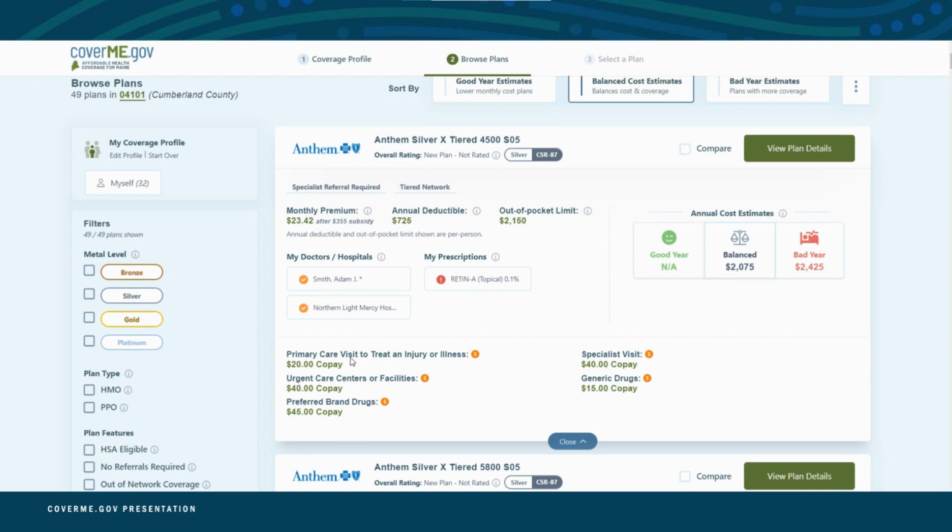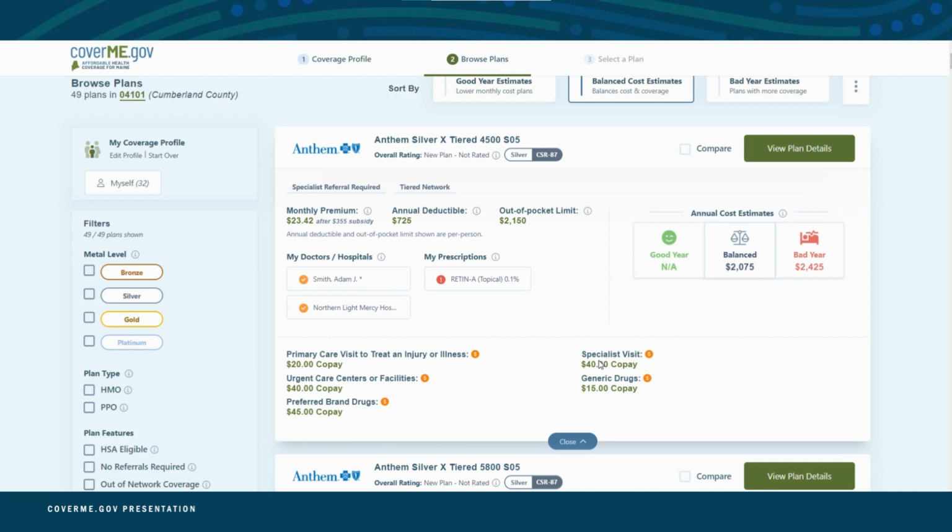A copay is a fixed amount paid for a covered medical service after the deductible is reached. So for this plan, which has an annual deductible of $725, if the consumer spends at least that much on covered medical services during the plan year, then a visit to a specialist that is in-network will cost the copayment of $40. Additionally, some plans may also have a co-insurance for services.